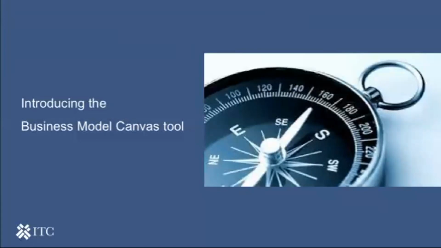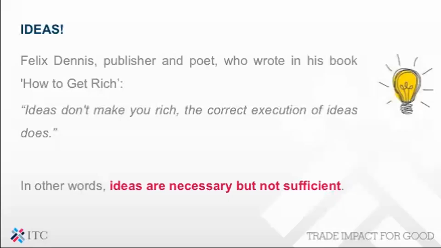Great. Let us first introduce this tool, Business Model Canvas. Some of you have heard of it. Others will get to learn about it. But let me start with this. Felix Dennis, who's a renowned publisher and a poet, wrote a book called How to Get Rich. And in that book, he says that ideas don't make you rich. The correct execution of ideas does. So what he means, in other words, is that ideas are necessary, but not sufficient.